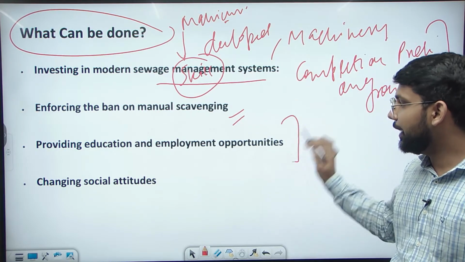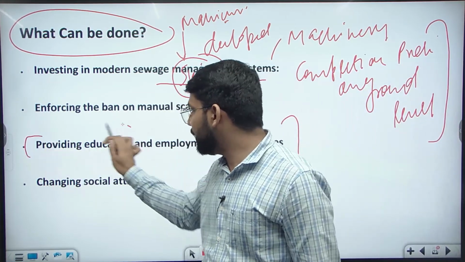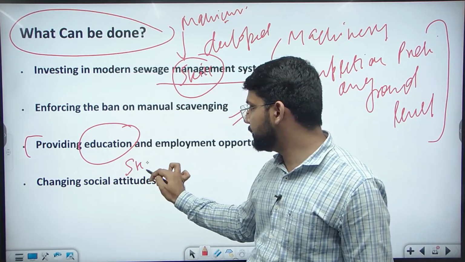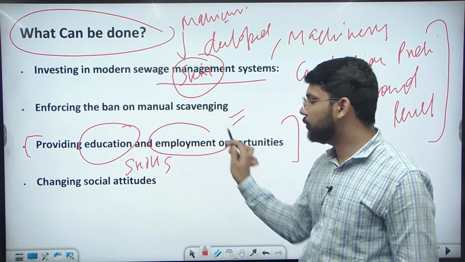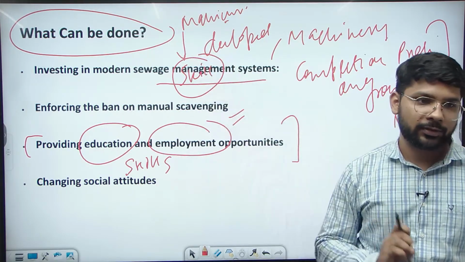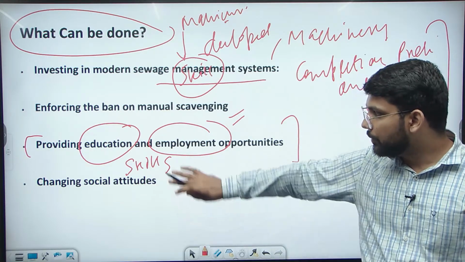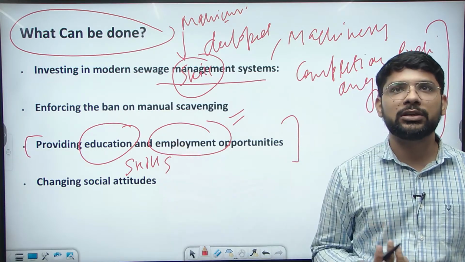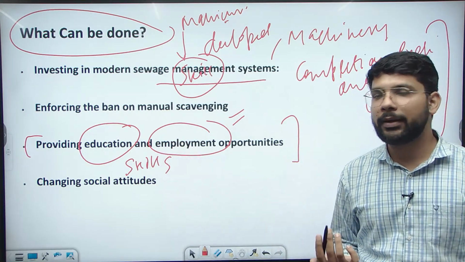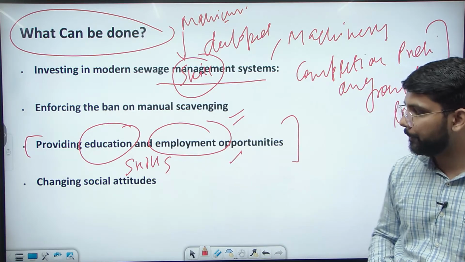Providing education and employment opportunity. If we are providing education, skills and employment to the Dalits, automatically बंद हो जाएगा manual scavenging because they have good enough money to survive on. So the main idea is providing education, skills and employment to the lower strata of the society.